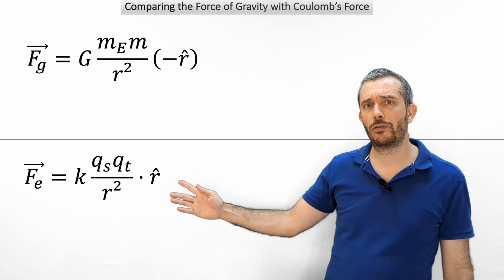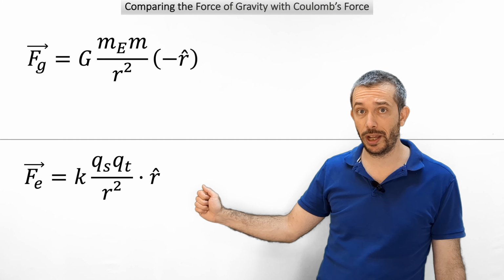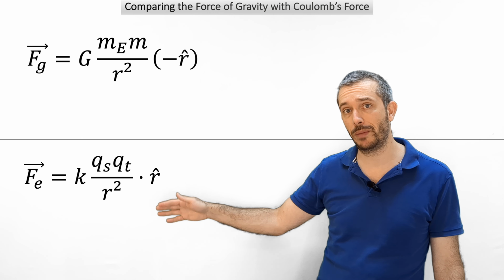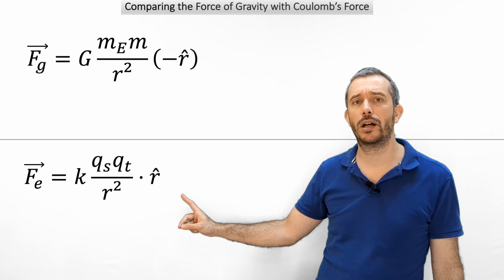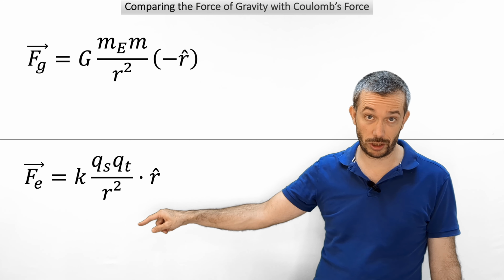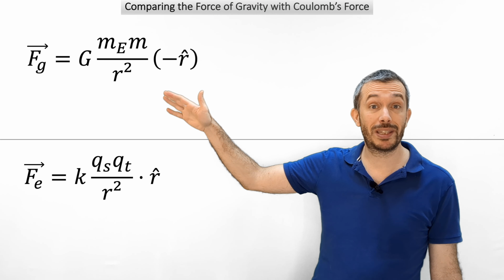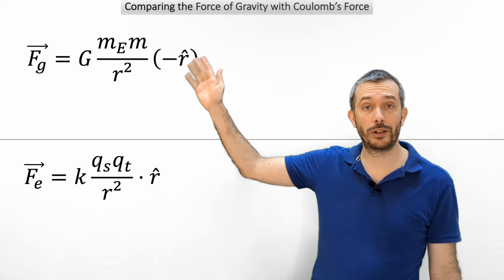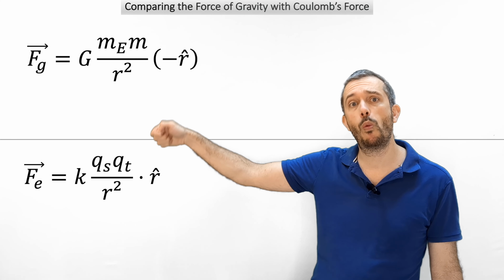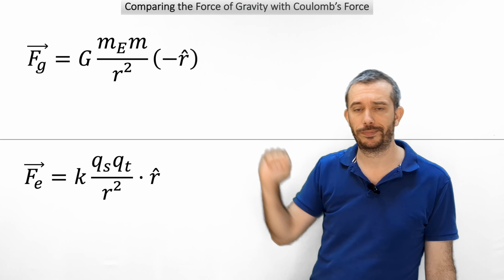The electrostatic force between two charged particles will be repelling if both charges have the same sign. Therefore, we have the unit vector here that is pointing towards the charge the force is acting on. With gravity, we will always have attraction with two positive masses. Therefore, the unit vector here has to point away from the object the force is acting on.